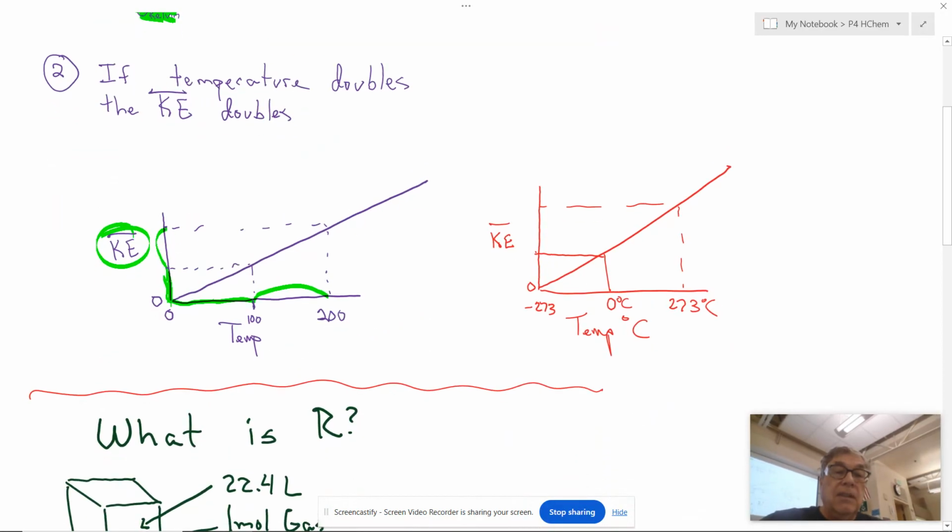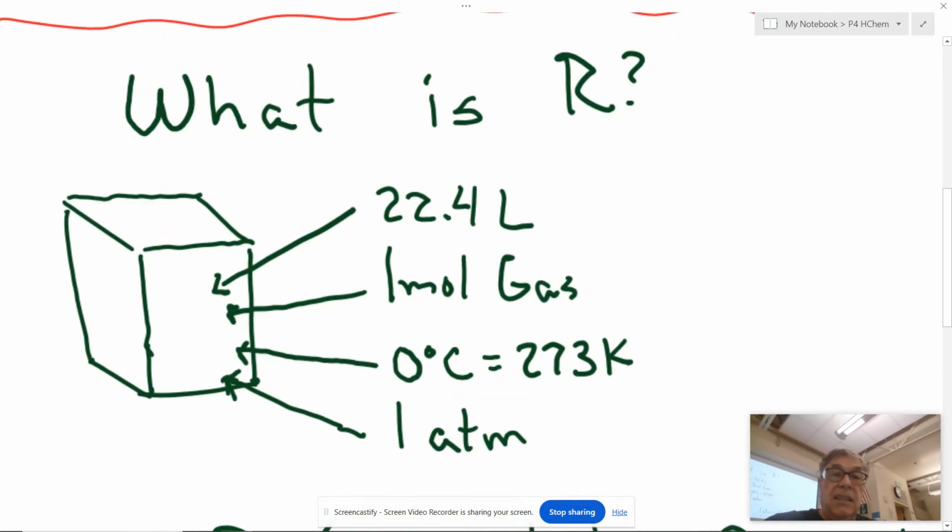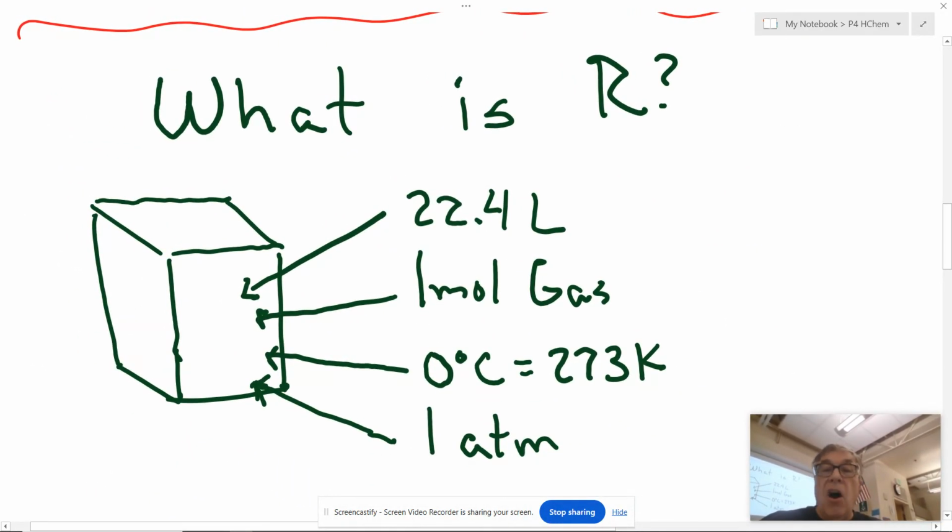That's why it works. Now, the other question for us here is what is R? What is R, other than the pirate's second favorite letter? Do you know what the pirate's favorite letter is? Nah, it's not R. It'd be the C. Okay, so what is R?